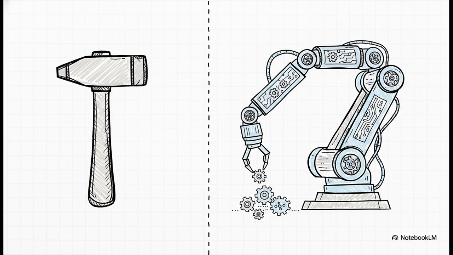Think of a simple loan as a hammer. It's a basic, really useful tool that gets one job done. A structured debt instrument, on the other hand, is more like a custom-built, high-precision robotic arm on a factory assembly line. It's been engineered from the ground up to perform a very specific, very precise task. And that complexity, it isn't just for show. It's what gives the instrument its power.